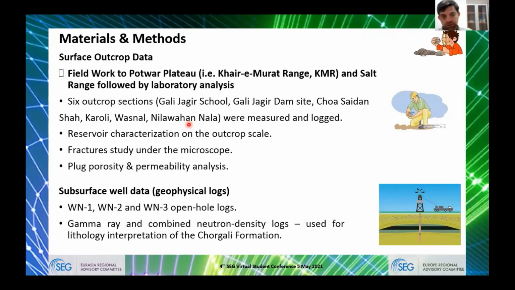Materials and methods. The present study consists of surface outcrop data and subsurface well data. Fieldwork has been conducted in the Potwar Plateau and the Salt Range, followed by laboratory analysis. Reservoir characterization on the outcrop scale is conducted, followed by fracture study under the microscope, and plug porosity and permeability analysis. The subsurface well data consists of open hole logs of 3 wells, well number 1, well number 2, and well number 3. The gamma ray log, the combined neutron density log, and the cross plots of neutron and density logs are used for the interpretation of lithology.